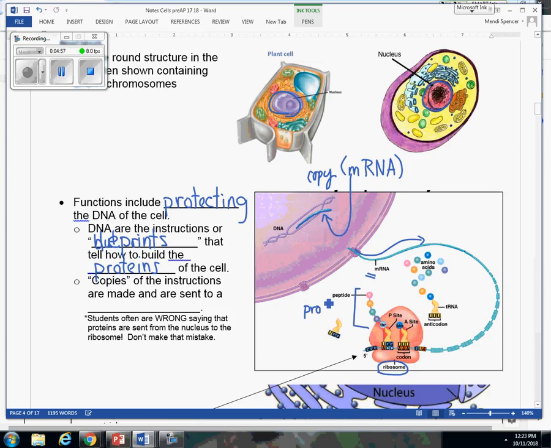So a protein is being built by this ribosome. So we're going to come back over here and say copies of the instructions for the proteins are made, that's that mRNA molecule, and they're leaving the nucleus. They're going to be sent to ribosomes.